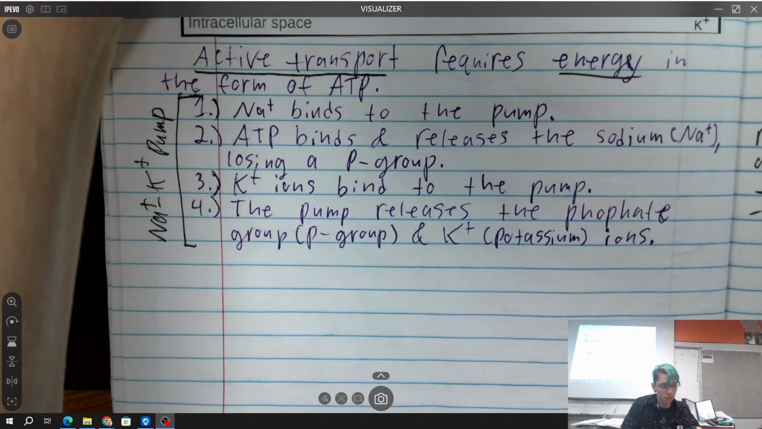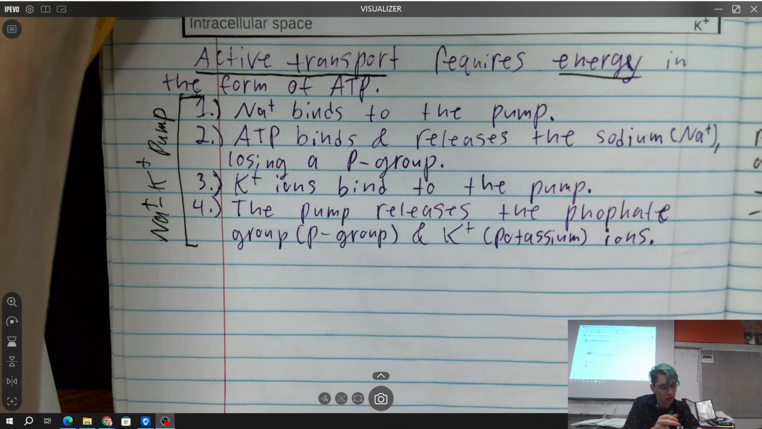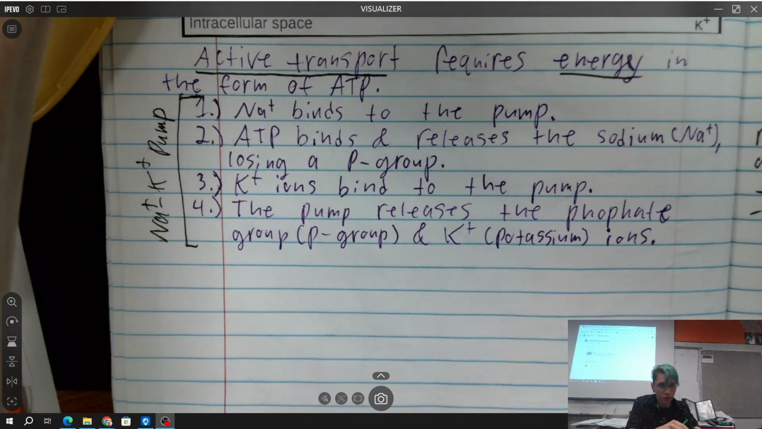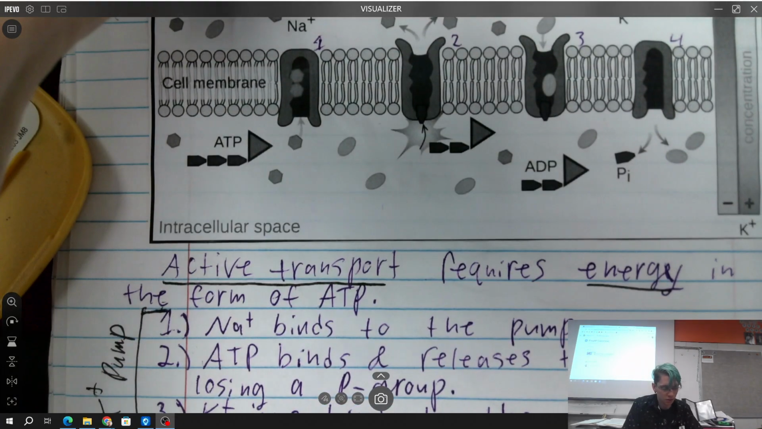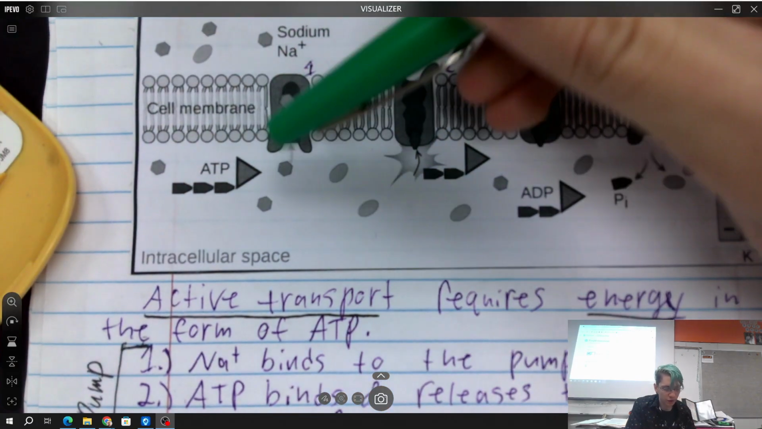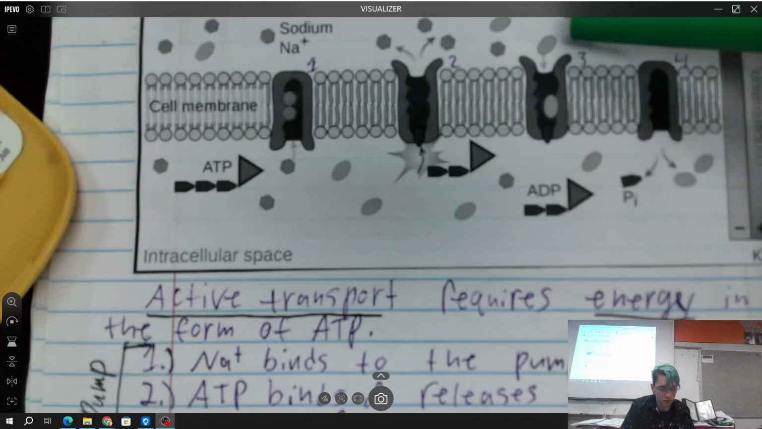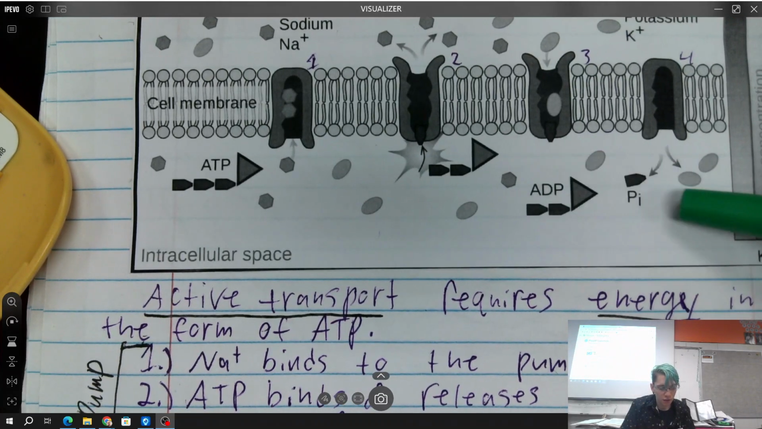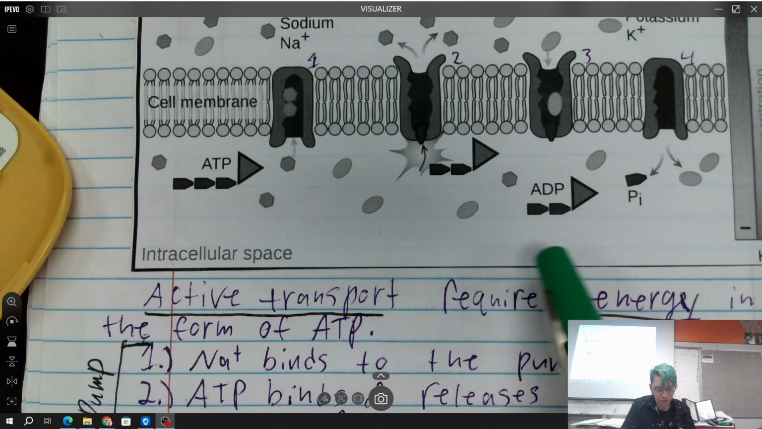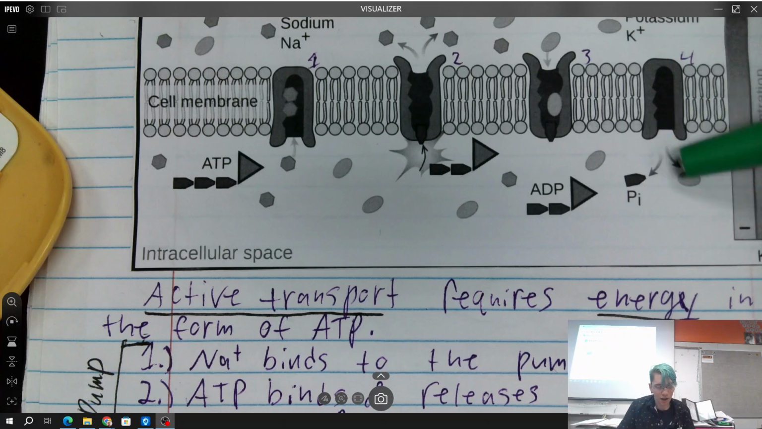And this is just called the sodium-potassium ion pump. I'm going to use Na for sodium because it was once called natrium, and K for potassium because it was once called kalium. So with this, what's happening is sodium will bind to this pump. ATP will then bind to it as well and release the sodium on the other side. Potassium comes in. The ADP, which is adenosine diphosphate, because now it has one less phosphate group, will then break off, and the phosphate group and the potassium are released back inside the cell.